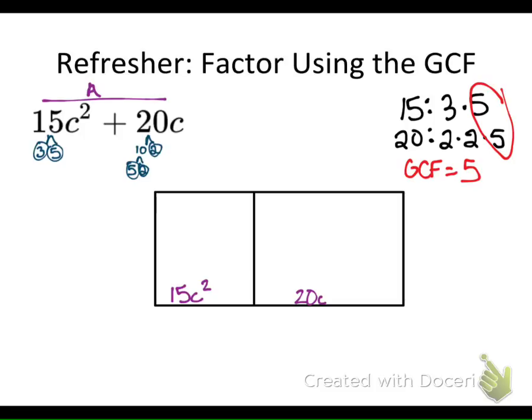Let's look at our variables. I have a c squared and I have a c. What's the smallest amount of c's that I have? Just one, right? So 5c is going to be our greatest common factor. That greatest common factor plugs in for our height. So 5c over here. And now we can solve for our width. So I have 5c times blank equals 15c squared. 3 what? 3c. Very good. 5 times 3 is 15. C times c is c squared.